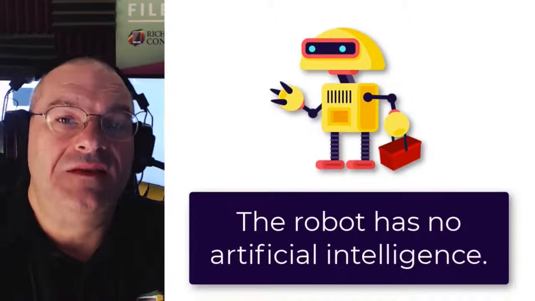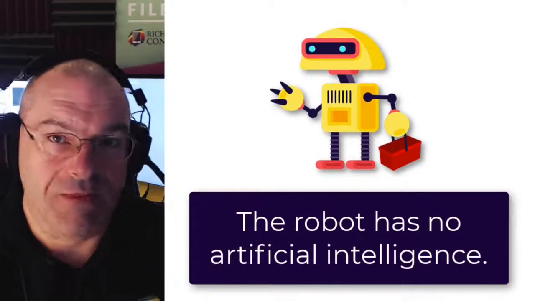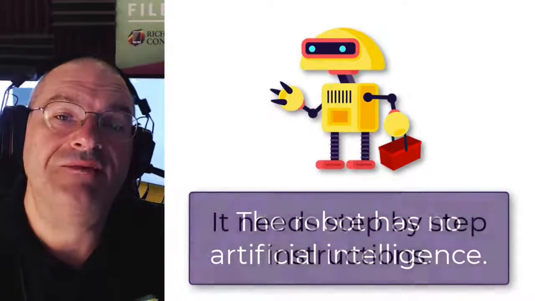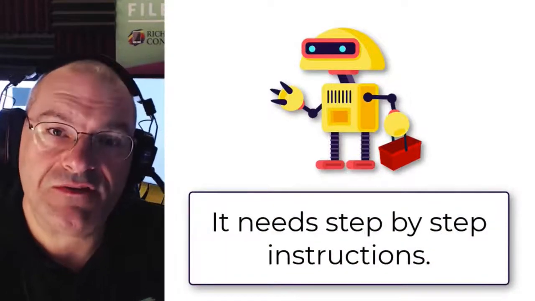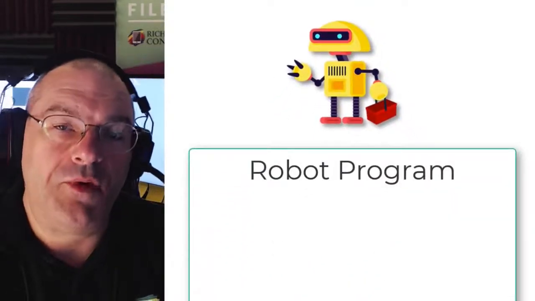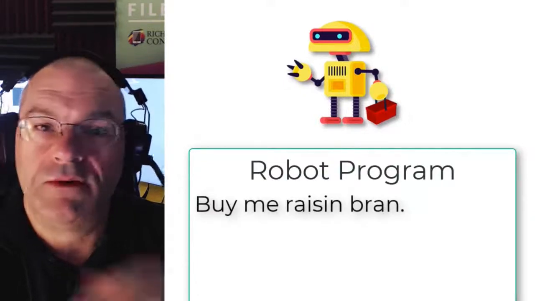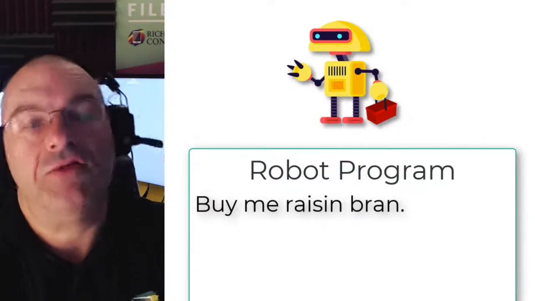Now, at the end of the day, let's say that the robot does not have magical artificial intelligence, so you have to give it step-by-step instructions. So we're going to write a program for the robot to go get us some Raisin Bran cereal. I love Raisin Bran, right?